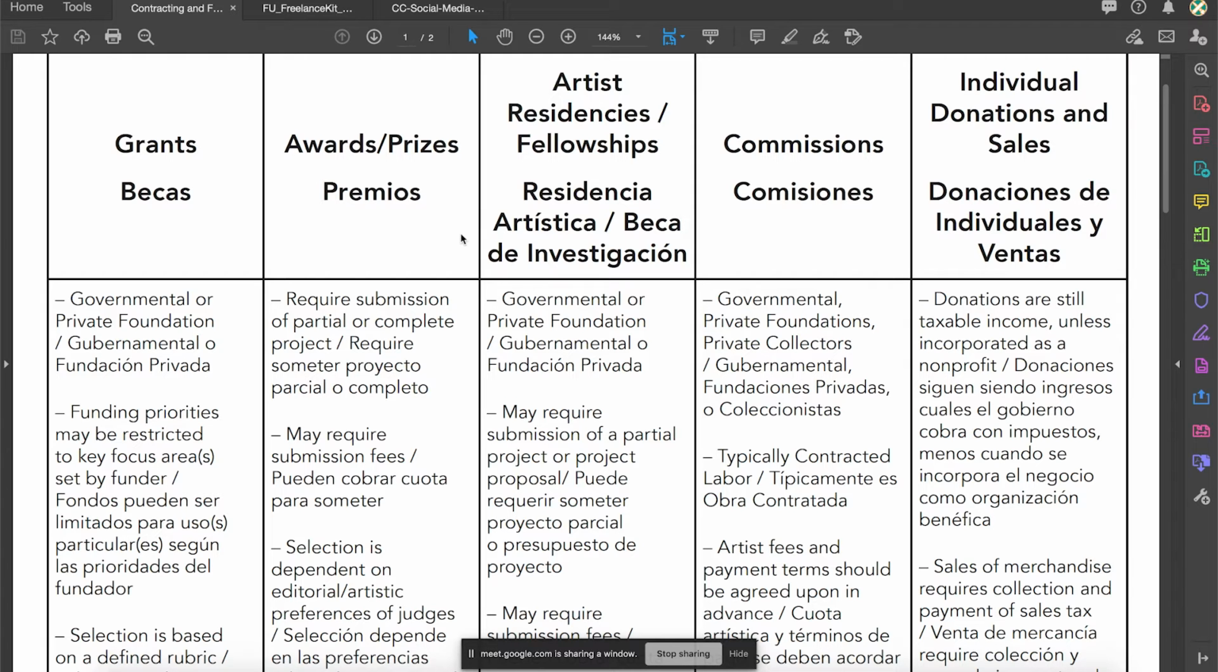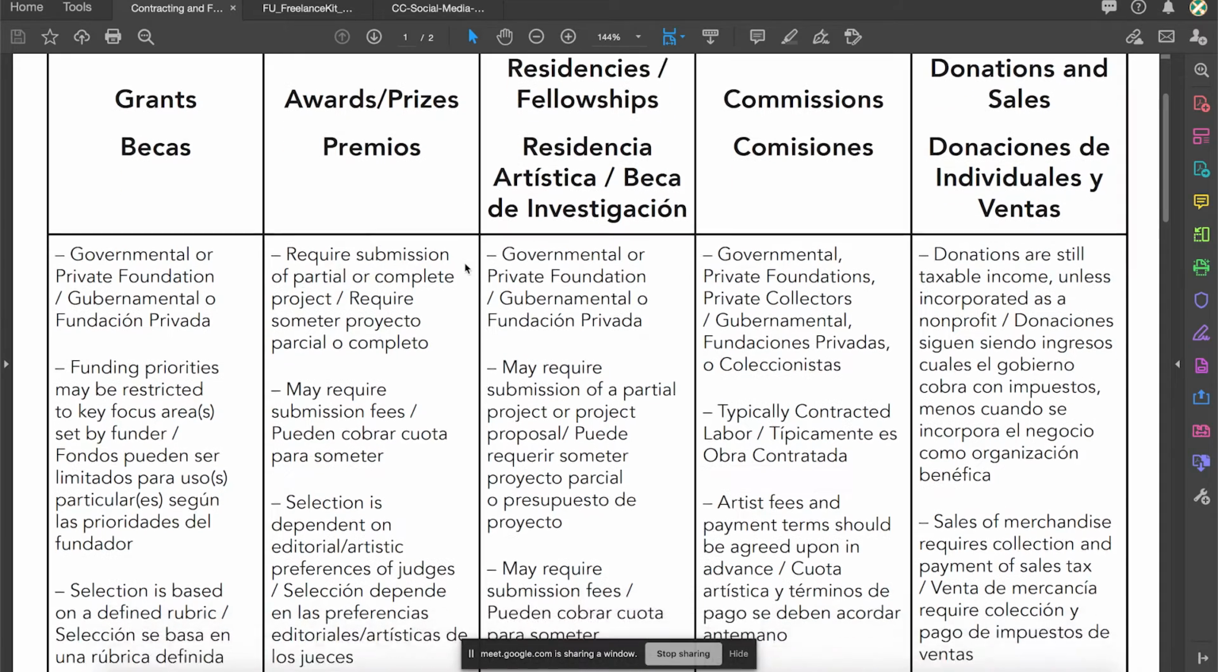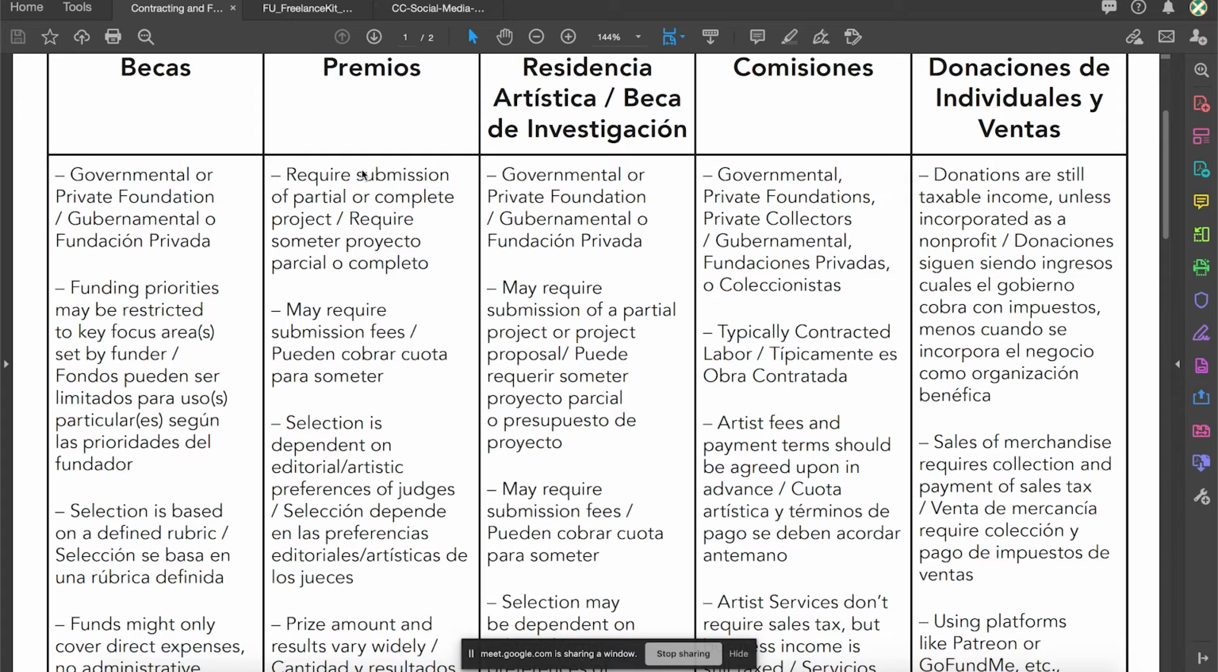The second way in which you can get money for projects is by submitting to different types of prizes or awards. Most of the time, they will require the submission of either a partial or a complete project. So if it's a book award, and it's your first book ever, there's some publishers that will accept a whole manuscript and they'll judge it and then offer you either an award, which could be funding, or it could be an actual book deal.